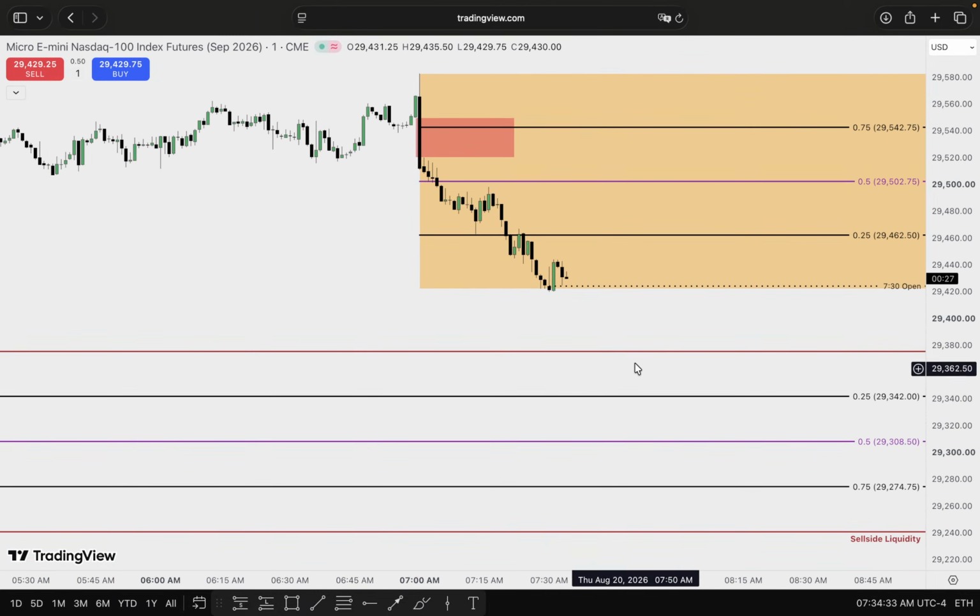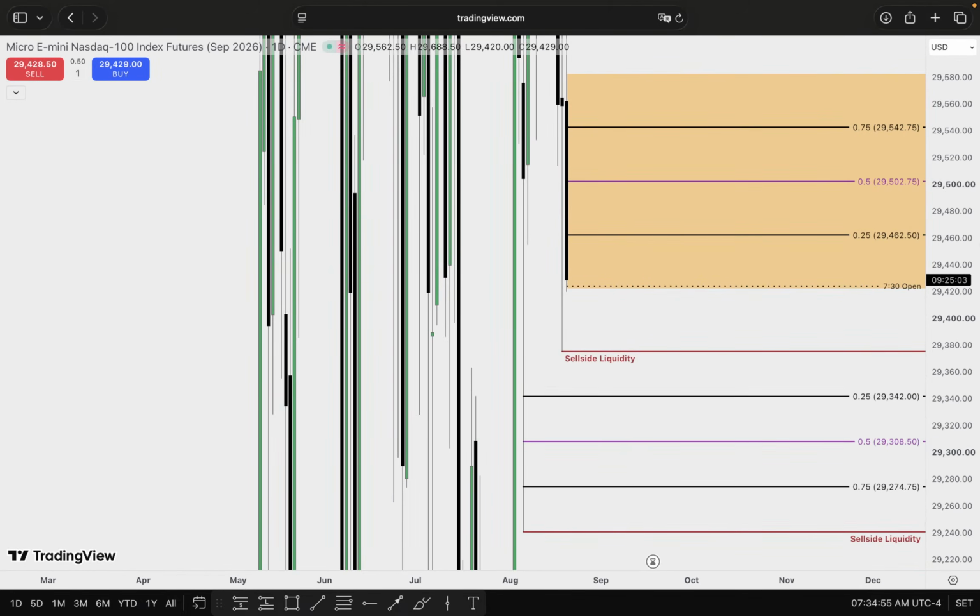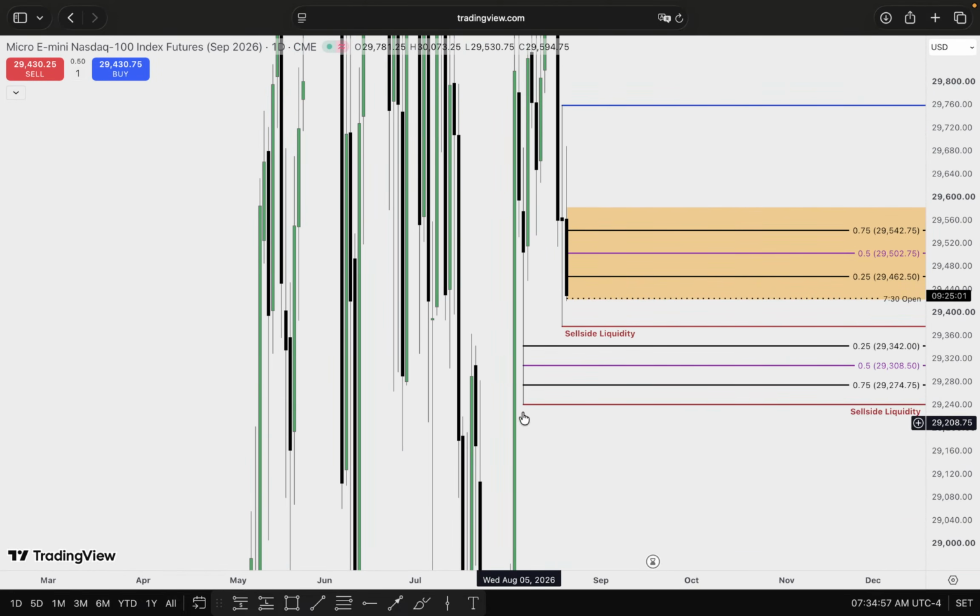Now we got these key levels down here, which is the daily. These levels in here are the daily, and the midpoint between this red and this red is the event horizon. I'll just go to the daily so you can see real quick. So it's between this candle low and this candle low, and I'll put the fibs on that.